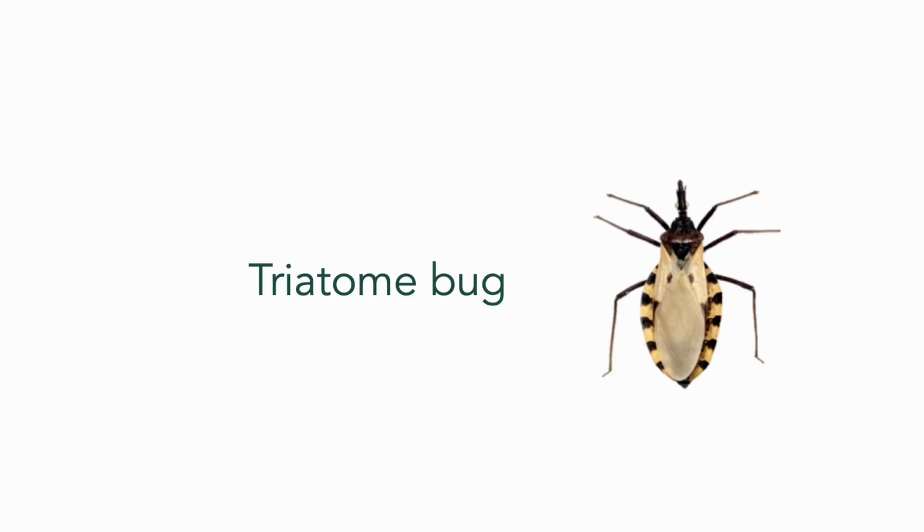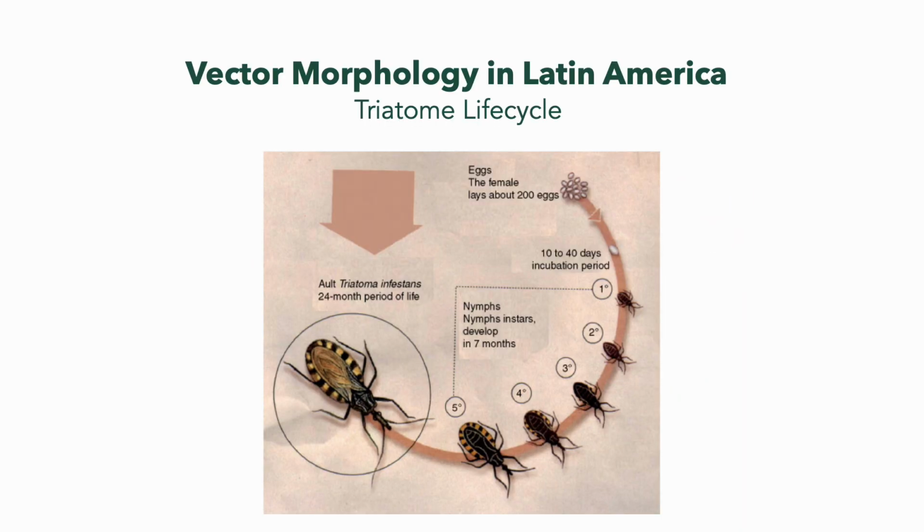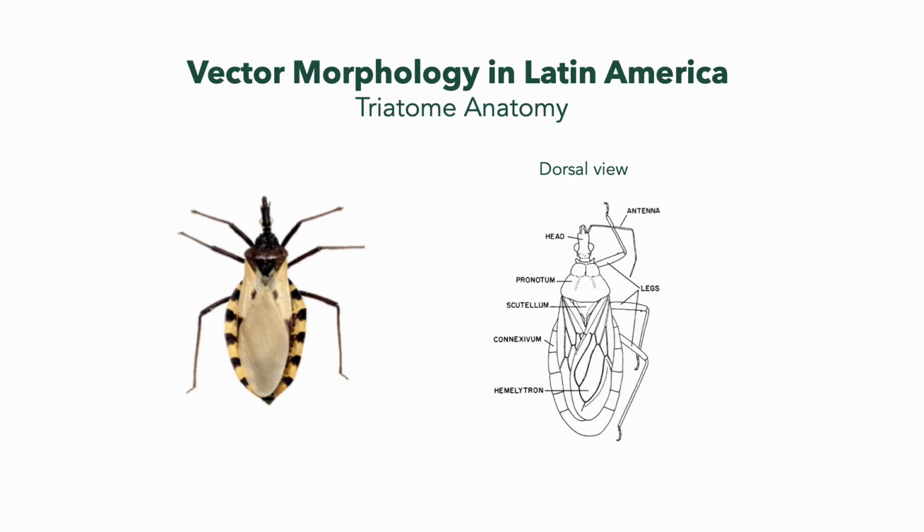Our next vector group is the triatomine bugs, or kissing bugs, which are vectors of Chagas disease. The life cycle of the triatomine bugs consists of 3 main stages: the egg stage, nymph stage, which consists of 5 nymphal instars, and finally, the adult stage. For each stage, except the egg, the triatomine bug requires a blood meal in order to develop into the next stage. Morphologically, triatomines have elongated heads, prominent eyes, and a cone-shaped proboscis used to pierce skin and suck blood.